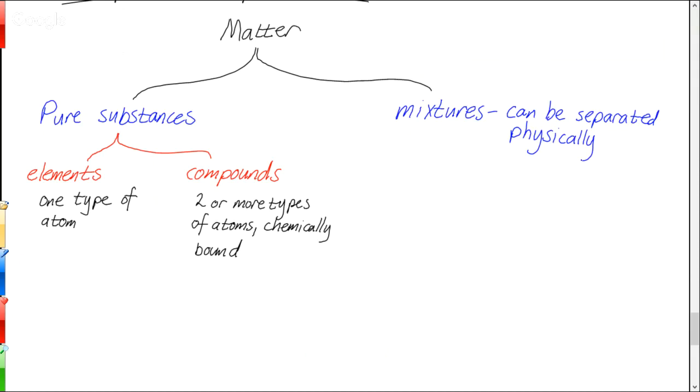So you separate those things, you still have salt, you still have water. You haven't changed the chemical identity of either of those things. You've just separated them from each other. So that's a physical separation, when you don't actually change the identity of anything, you simply separate them. So there are two types of mixtures as well.